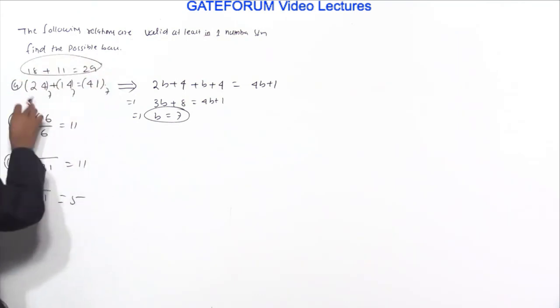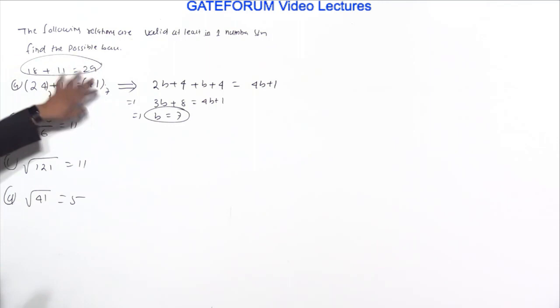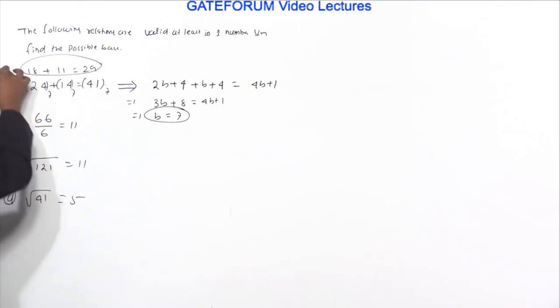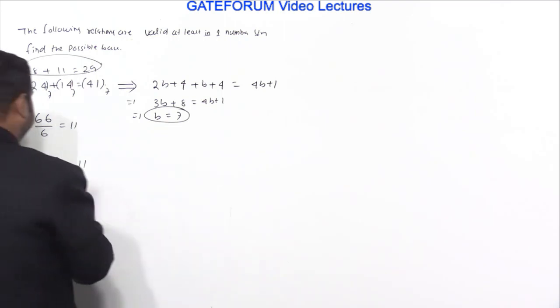You see, if I am converting each of these into base 10, this I am getting 18 and this 11, and we know in base 10, 18 plus 11 equals 29. So the answer of the first question, that B is equal to 7. This is valid in base 7. What about the second one?